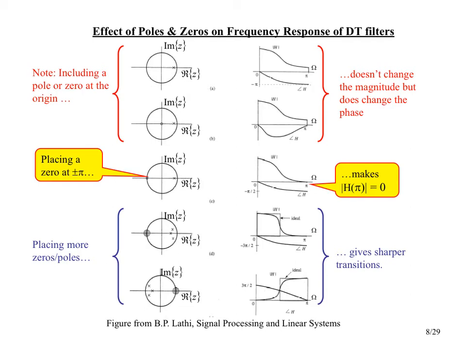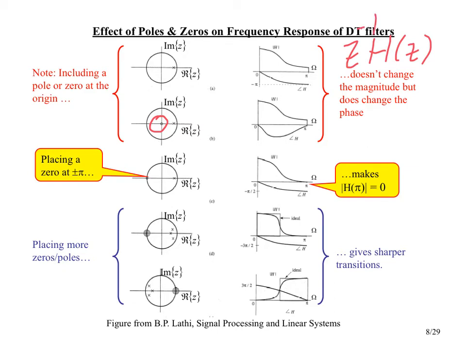Also think about this idea that putting a pole or a zero at the origin does nothing to the magnitude. It only changes the phase. And I'll leave that for you to puzzle out why that would work. But I will say that suppose we start with an H of z. If we want to put a 0 at the origin, we would modify H of z by multiplying it by z. That'll put a 0 at the origin. If we want to put a pole at the origin, we would multiply H of z by z to the minus 1.